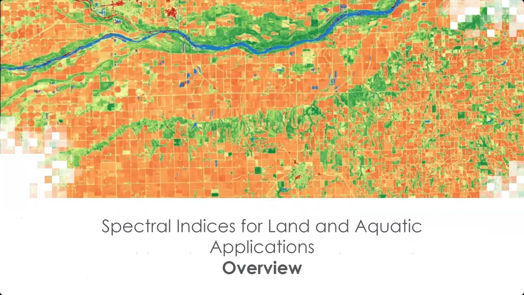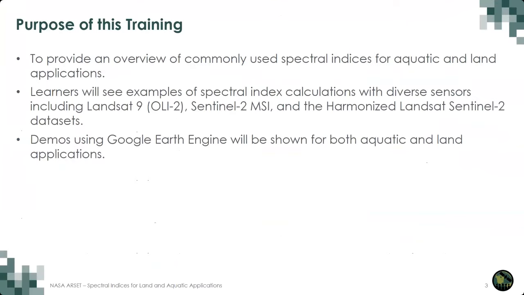We'll start with an overview of this training as a whole and review the purpose of the training, the learning objectives, and the prerequisites. During this training, we aim to provide an overview of commonly used spectral indices for aquatic and land applications. We will discuss examples of spectral indices calculations with diverse sensors, including Landsat 9, Sentinel 2, and the harmonized Landsat Sentinel 2 datasets. For each session, we also have demonstrations of performing index calculations using Google Earth Engine.